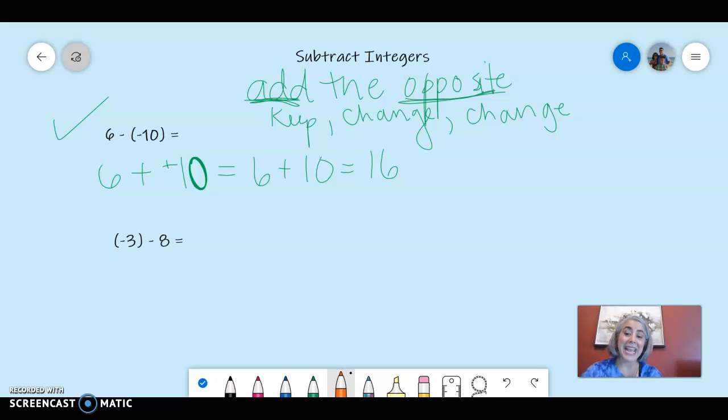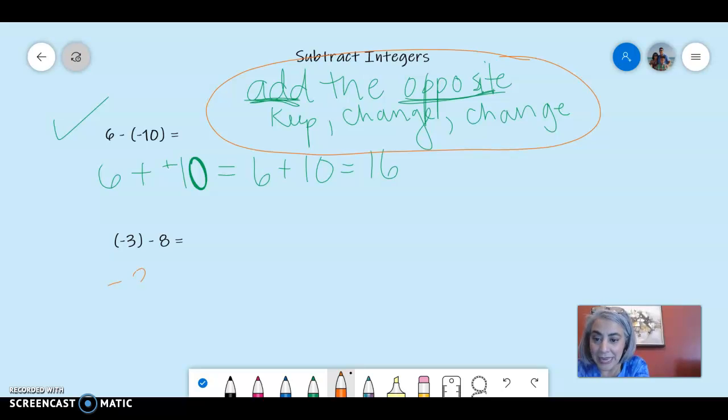In my next problem, I have a negative 3 minus 8. And again, in all subtraction problems, it doesn't matter if they have the same signs or different signs, the rule is going to be this one right up here. We're going to add the opposite, which means keep the same number in the beginning. It means change the subtraction to an add. And it means take this 8 right here, which is a positive 8. That sign right here in the middle is a subtraction sign, and we change that to the addition sign.